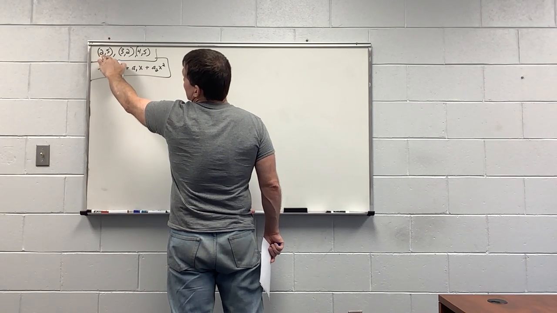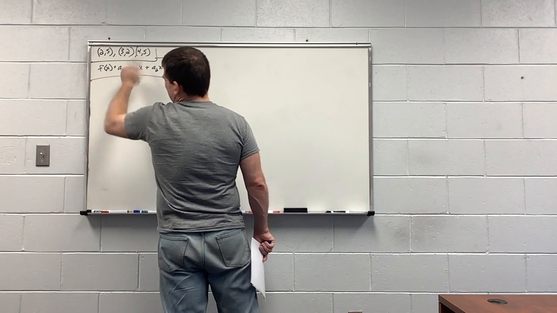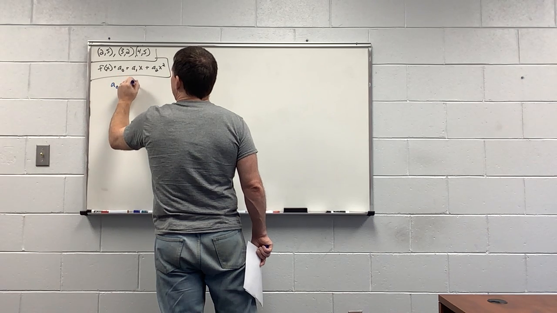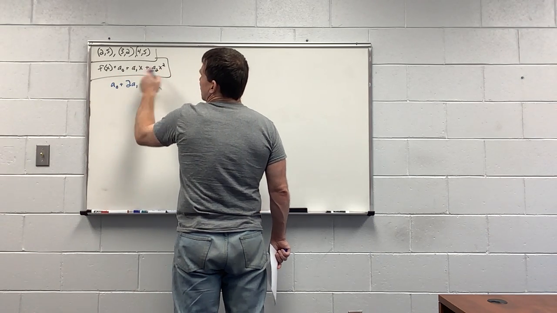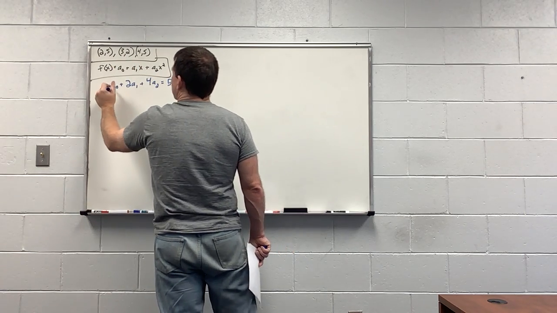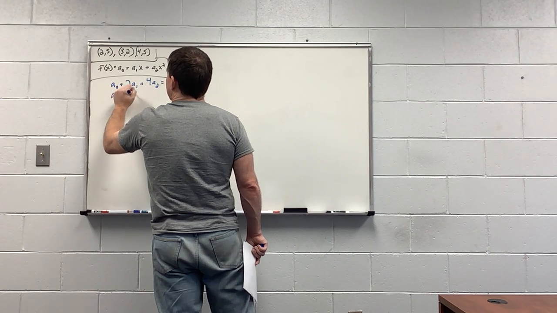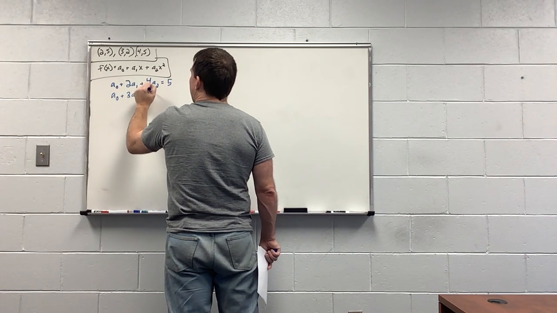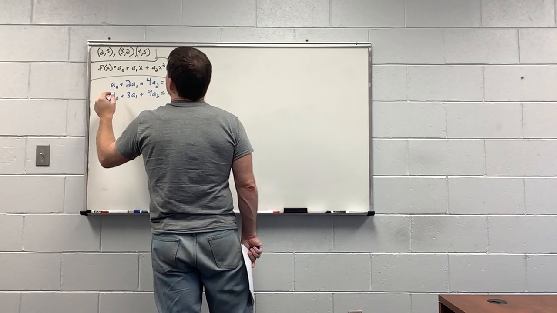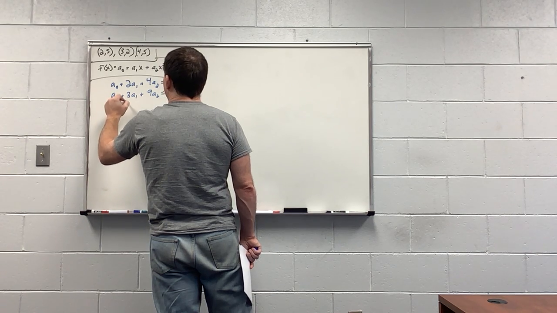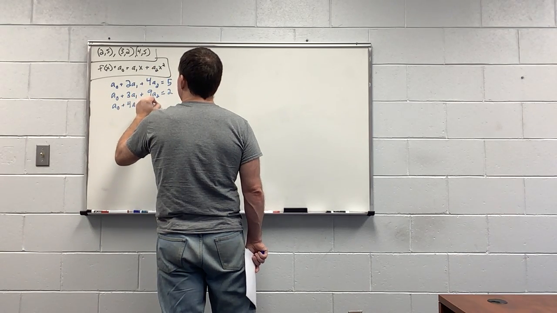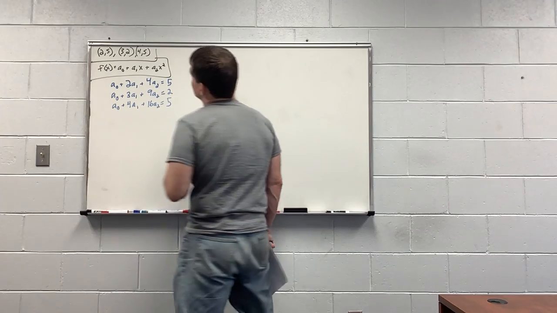So first, when x is 2, I get 5. So I'm going to reverse the order here. A sub 0 plus x is 2, so 2a sub 1 plus x is 2, 2 squared is 4, a sub 2 equals 5. Next equation, x is 3. A sub 0 plus 3a sub 1 plus 3 squared, 9a sub 2 equals 2. And then lastly, x is 4. So a sub 0 plus 4a sub 1 plus 4 squared, 16a sub 2 equals 5.